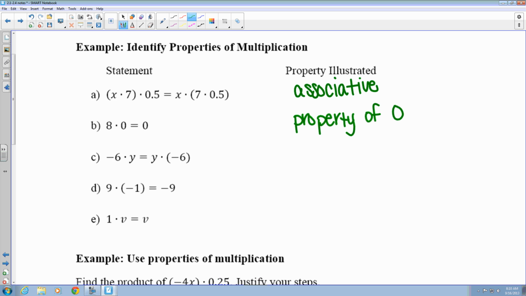Negative 6 times y is the same thing as y times negative 6. That's the commutative property. Nine times negative 1 equals negative 9. That is the negative 1 property. And 1 times v is v is the identity property.